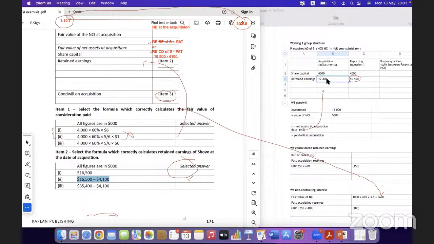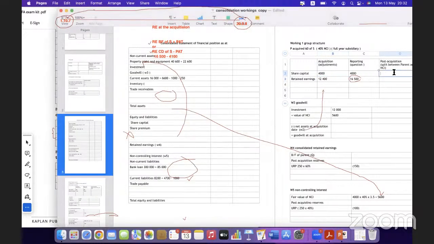Right now, guys, listen. Now that we have got the retained earning at the acquisition date, I will complete this table because in my question, I don't have fair value adjustment. So I'm now going to complete this area. Look at the way that I'm going to complete this. 4,000, 4,000, there is no difference. 12,400 to 16,500, there's a 4,100 difference. Total this up, guys, 16,400. And then when you total this up, 20,500, then 4,100.